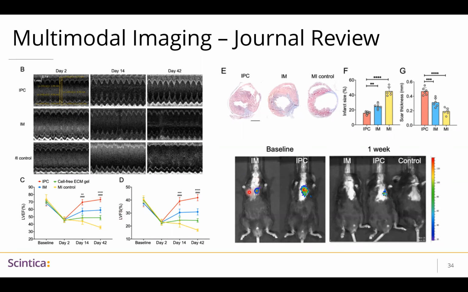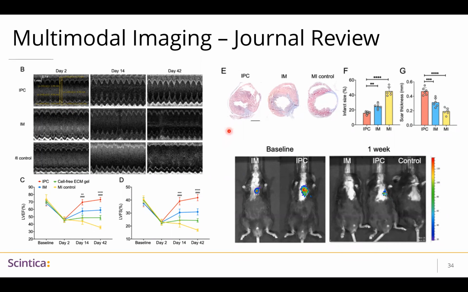They also used fluorescence imaging to be able to show that there was a 10 times better retention of the injected stem cells with the IPC injection compared to the IM injection. They further did immunohistochemistry to find that there was better cell proliferation in the IPC injected animals, less apoptosis, and better vascular regeneration in the myocardium in the IPC injected animals.